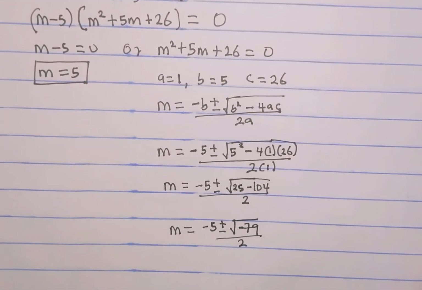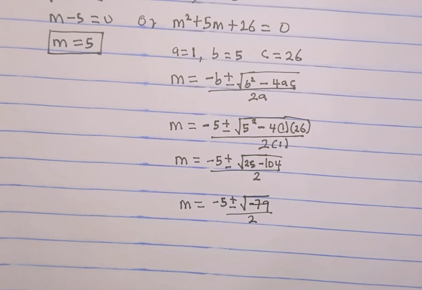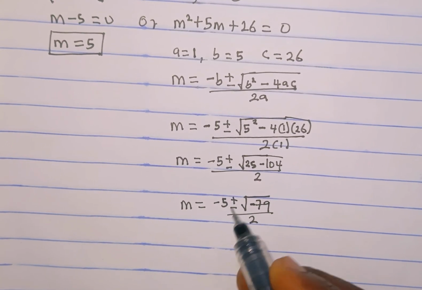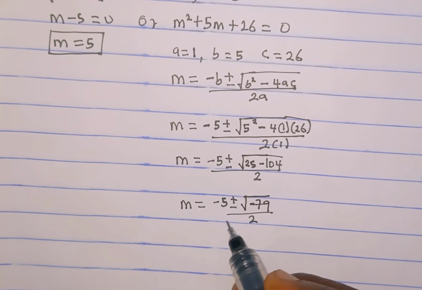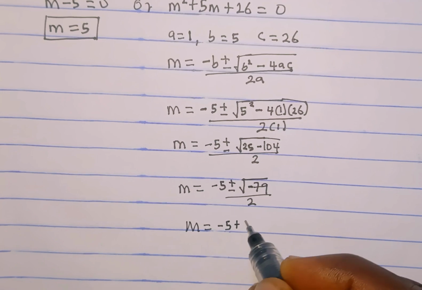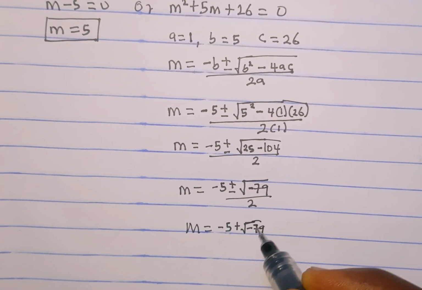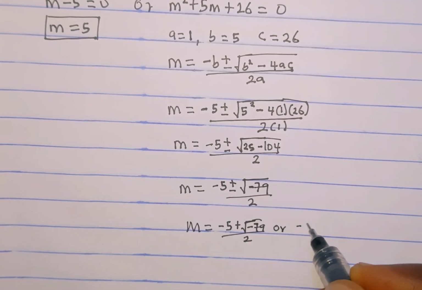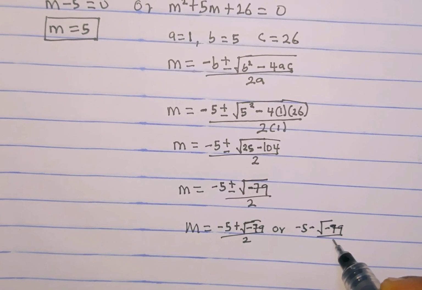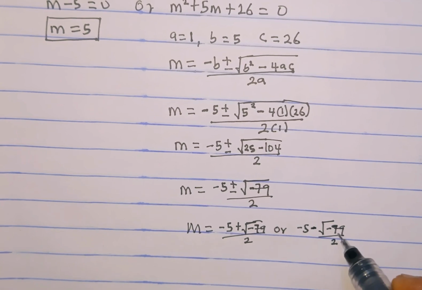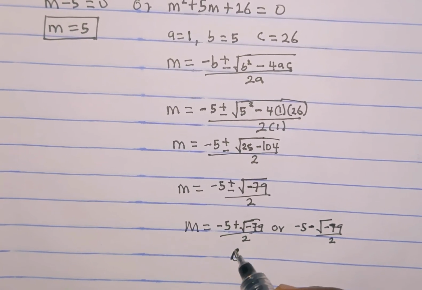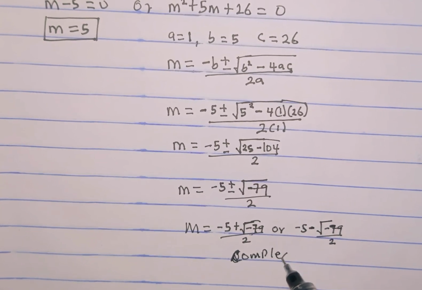So from here now, we don't even need to waste our time, because as you can see, inside the square root we have negative 79, which is going to give us a complex solution, right? So m now will be equal to negative 5 plus the square root of negative 79 over 2, or negative 5 minus the square root of negative 79 over 2. So these are the two solutions, and since the radical is negative, we are going to have what we call a complex solution.